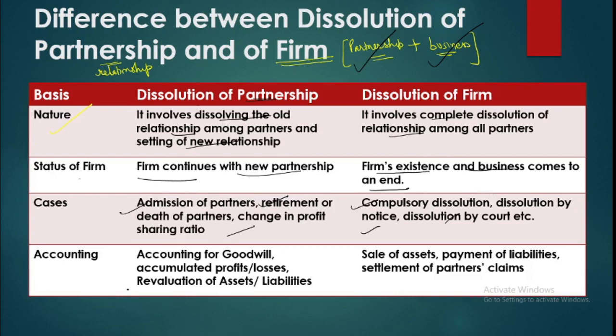So how do we account for this? We have already studied that dissolution of partnership involves working for goodwill, accounting for profits and losses, then you go for revaluation of assets and liabilities, and then you prepare your new balance sheet and you continue your business. But here in dissolution of firm, the complete business comes to an end, so you are to close the books of the firm. So in the accounting, we close the books of the firm by selling all the assets, paying all the liabilities, and whatever balance is left is used to settle partners' claims. So I hope this difference between dissolution of a partnership and that of a firm is clear.